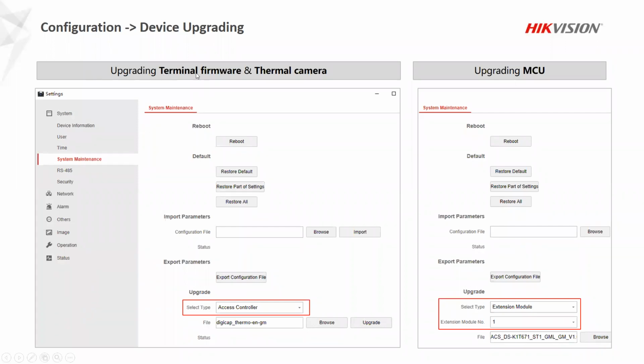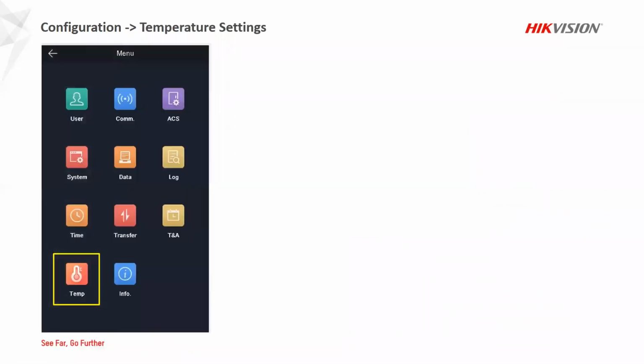So for the terminal, the MINMO terminal firmware and also the thermal module firmware, you need to go into the system maintenance, then go to the upgrade select type. So this is the type that I mentioned, the access controller or extension module. If you are upgrading the terminal and thermal module, then you need to choose the access controller as the type and then choose the corresponding upgrading file. And if you're upgrading the MCU, then you need to choose the extension module and then choose that MCU firmware to upgrade, okay? So that's quite easy.